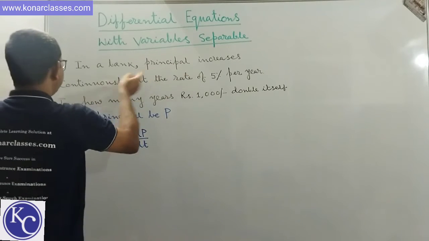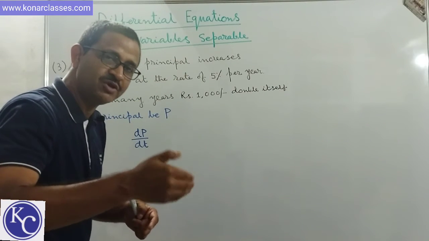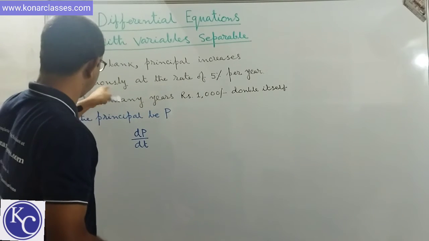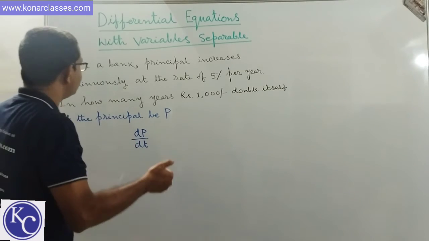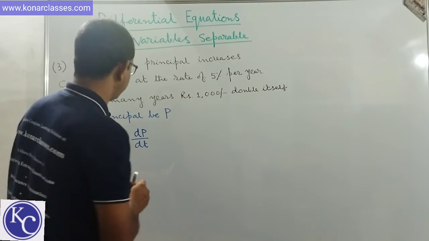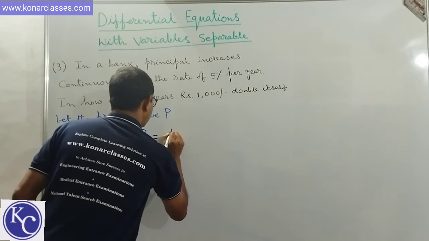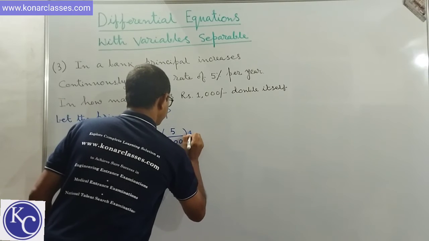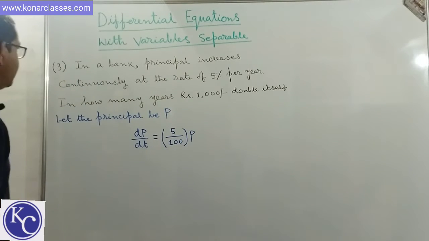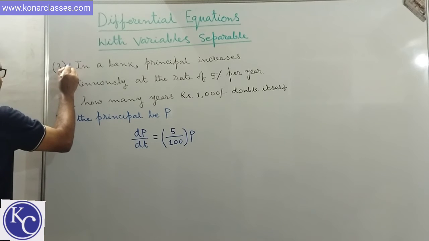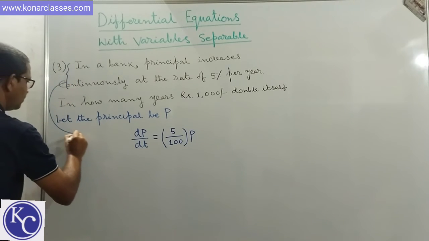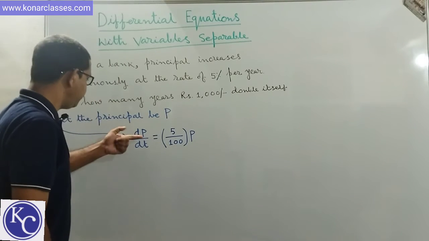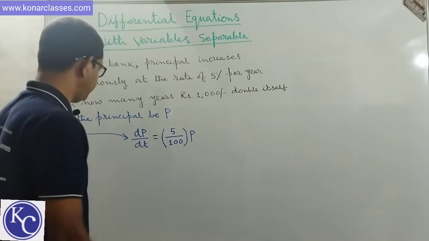That is, the principal is changing with respect to time, and it is increasing continuously. According to the given question, it is increasing continuously at the rate of 5% per year. That means dP/dt should be equal to 5 by 100 into P. Correct? So from this statement we are able to give a mathematical statement, which is a differential equation: dP/dt is equal to 5 by 100 into P.